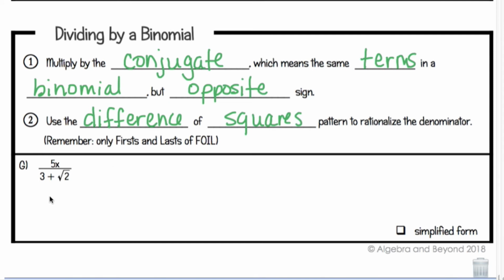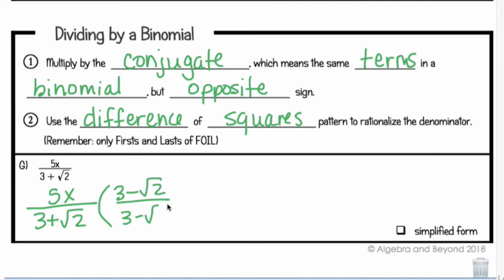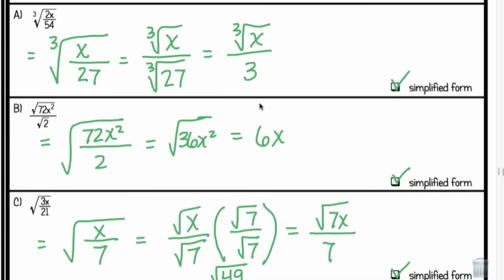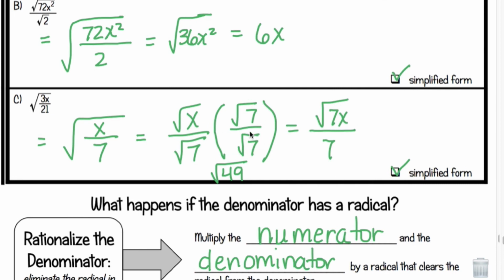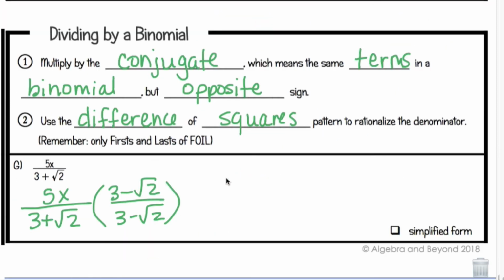All right, so for this one, I'm going to write it as it is. And then I'm going to multiply by the conjugate, which is 3 minus the square root of 2, divided by 3 minus the square root of 2. And if you're wondering at this point why we always have the numerator and denominator, just remember that what we do to the numerator, we must do to the denominator to keep it equal, right? If we're going to multiply the numerator by this, we have to do the denominator, otherwise we're changing it completely. So always keep that in mind.